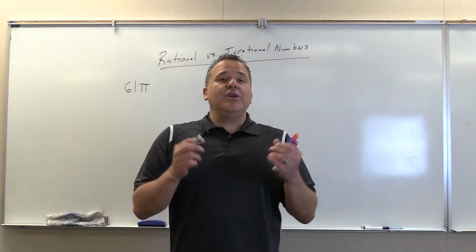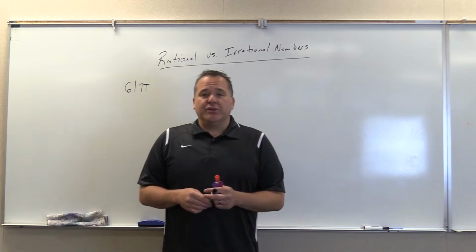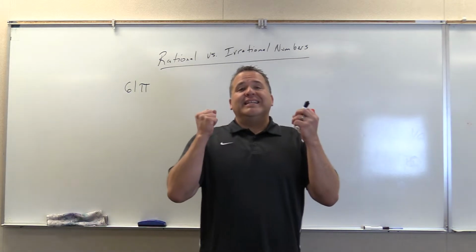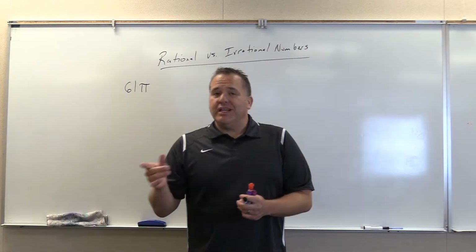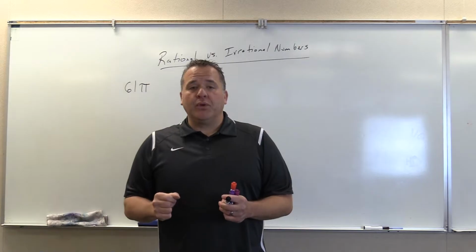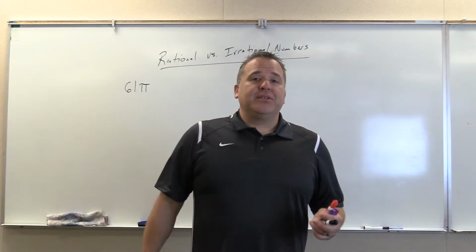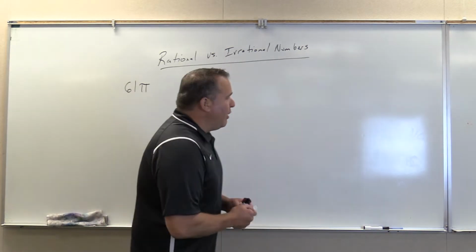Now, there's only really a few types of irrational numbers. An irrational number is a number where the decimal goes on and on and on. It never ends. It never repeats. It just keeps going on forever. There's only three types of irrational numbers that we have to deal with. Let me show you the first type right here.